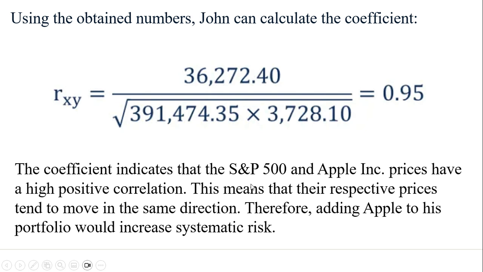This means that their respective prices tend to move in the what? In the same direction. So therefore, adding Apple to his portfolio will increase what? Will increase his systematic risks because they are correlated, so they will obviously move in the same direction. As one increases, the other will increase, from our knowledge of positive correlation.